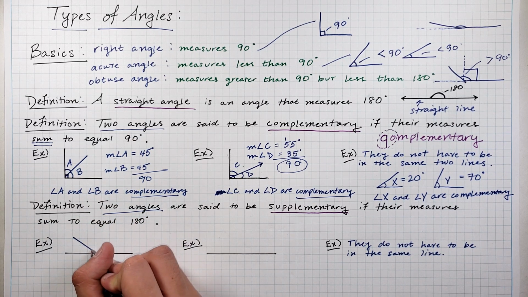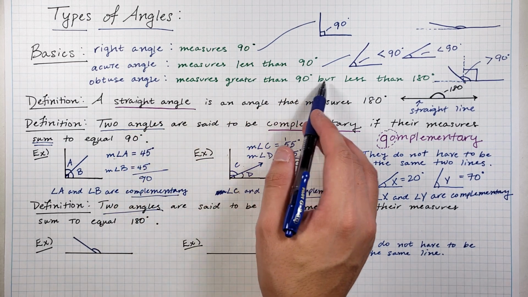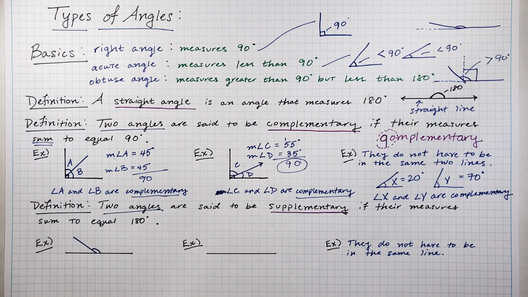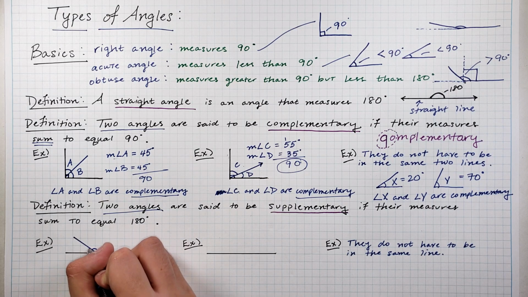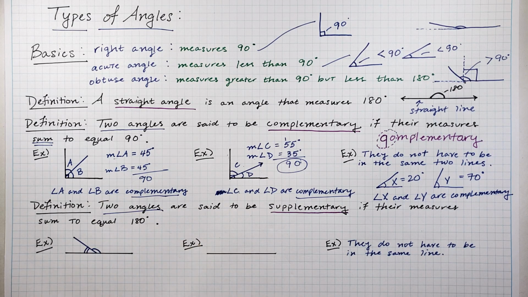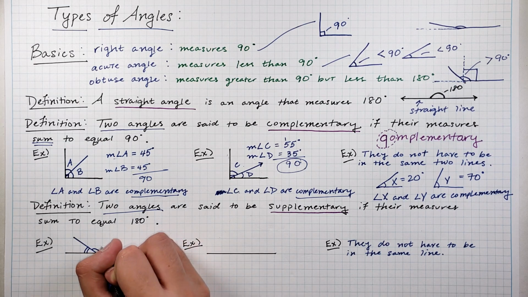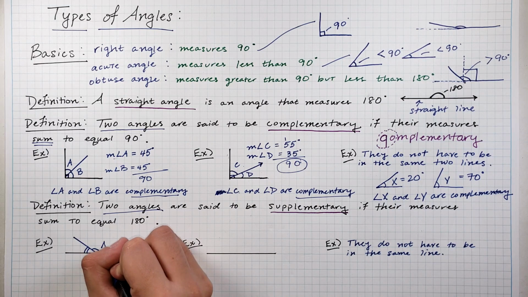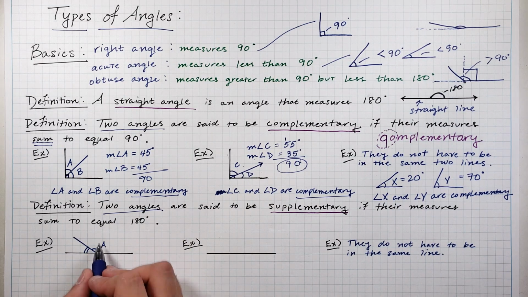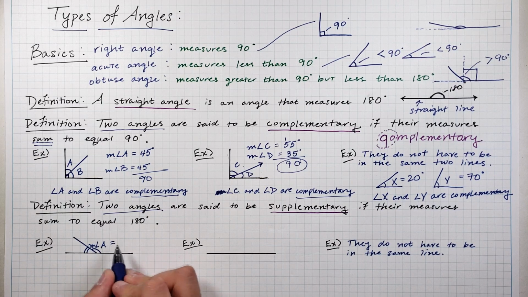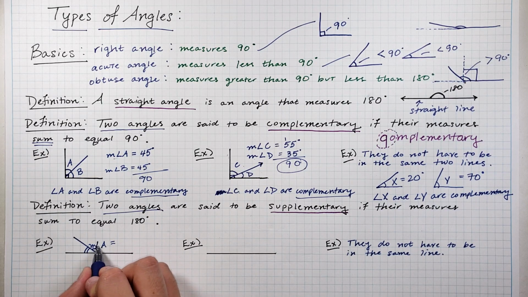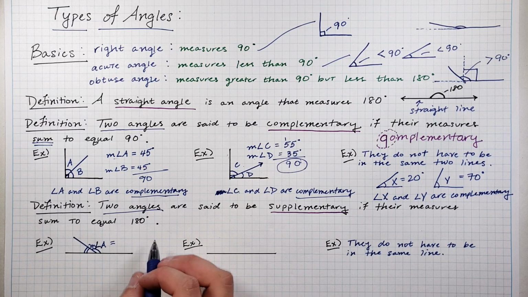You get an obtuse angle, which has to be greater than 90 but less than 180, and you also get an acute angle. So let's say, for example, this angle here, let's call it angle A. This obtuse angle A, let's say the measure of angle A is equal to 120 degrees.